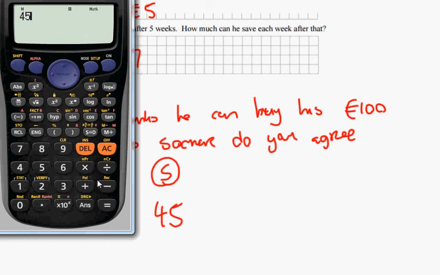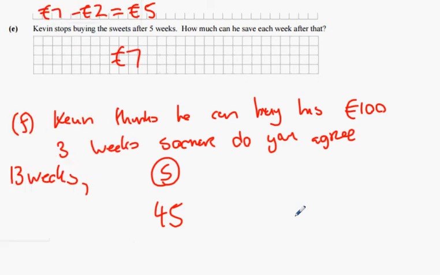That's week 5. Add on 7. That's week 6. Week 7. Week 8. Week 9. Week 10. Week 11. Week 12. Week 13. He hits €101, which is enough to buy the phone, which is 3 weeks earlier than 16 weeks, which means he's able to do what he told us.